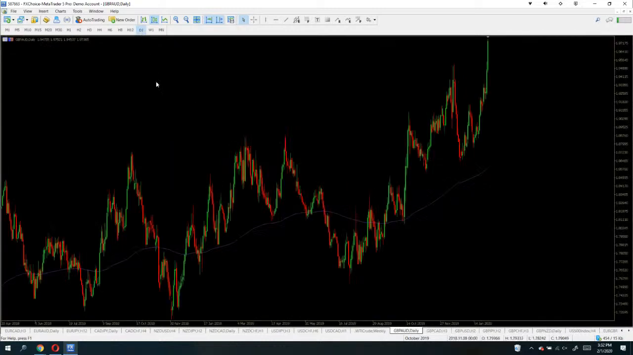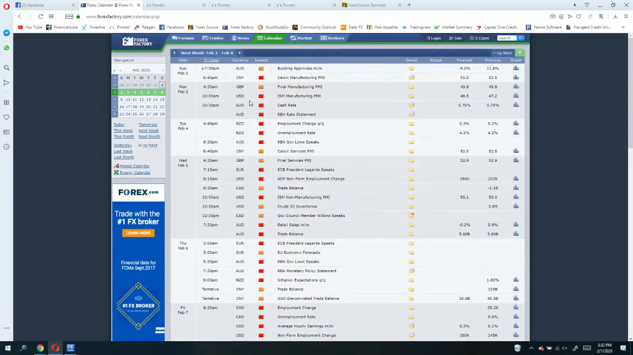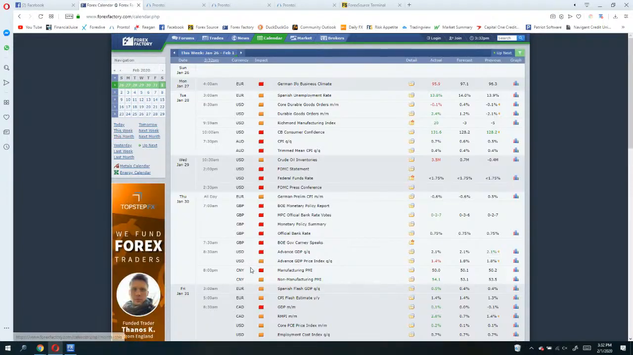So the reason why these are going up, there's basically two reasons why those pound pairs are going up. First of all, if we go back to last week, on Thursday we had the Bank of England come out with its monetary policy report and rate decision and statement, and then Governor Carney, BOE Carney, spoke afterwards. They did not change the rate, guys, which was as expected.